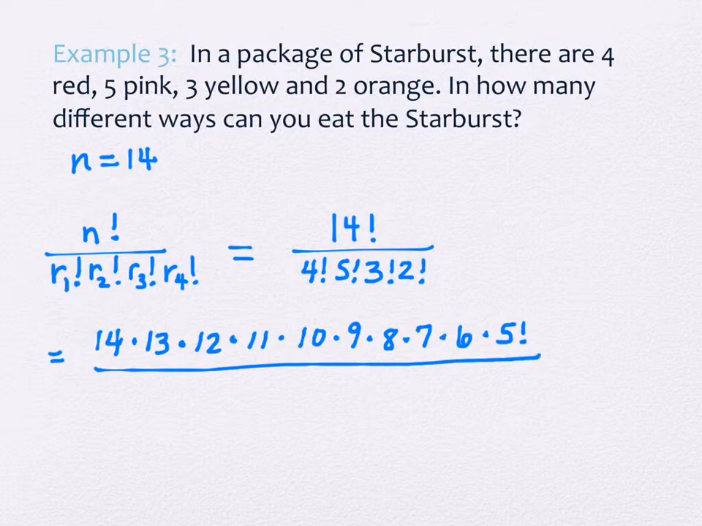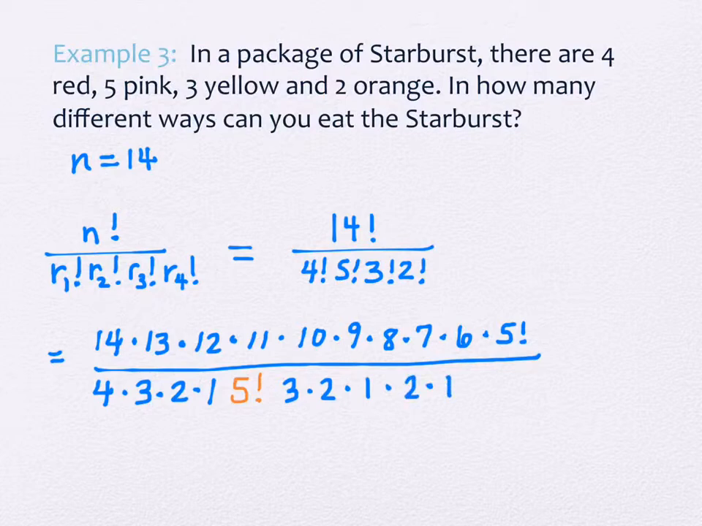In the denominator, I have the 4 factorial. I'm going to write it out. 4, 3, 2, 1. I'm not going to write out my 5 factorial. I'm just going to write it as 5 factorial because it matches something exactly on top. So I'm going to stop that one. Then I'm going to write out my 3 times 2 times 1 and my 2 times 1.